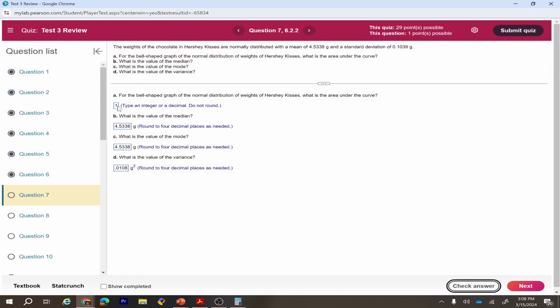So the area under the curve, always for a bell-shaped normally distributed curve, is supposed to be 1, and the mean, median, and mode are the same. Variance is the square of the standard deviation, and the standard deviation is given. I just square that.